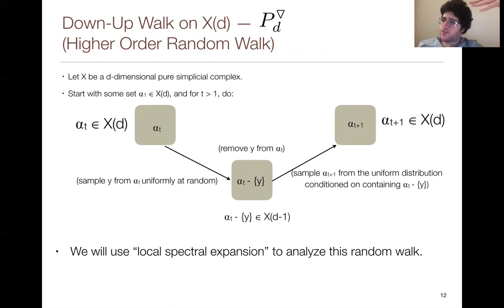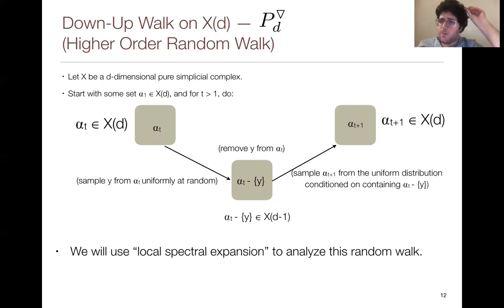Okay, so in this language of simplicial complexes, the higher order random walk, or rather the down-up walk, does the following. We start from a d-dimensional face alpha_1. And for every step t, what we do to get alpha_{t+1} from alpha_t is the following. We sample some y from alpha_t uniformly at random, and then we remove it from alpha_t. And this brings us to a (d minus 1)-dimensional face. And then among all the d-dimensional faces that contain alpha_t minus y, we pick one uniformly at random and declare it to be alpha_{t+1}.